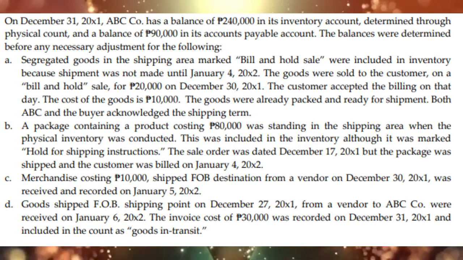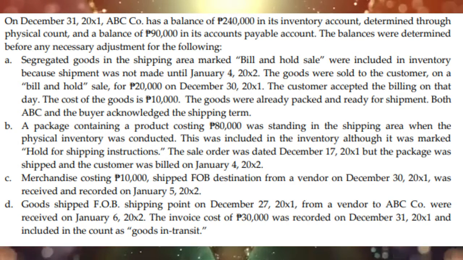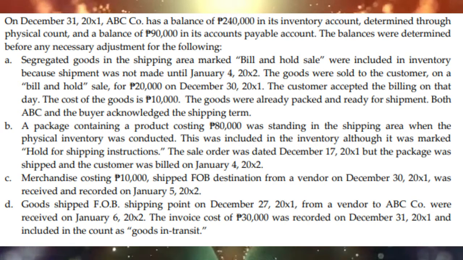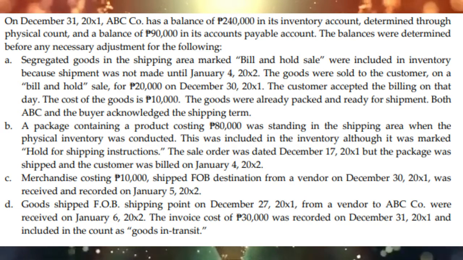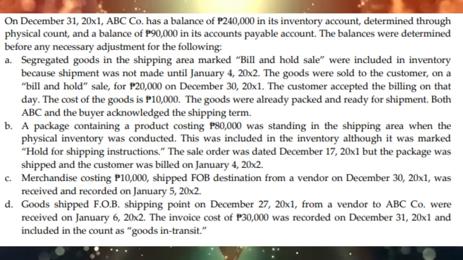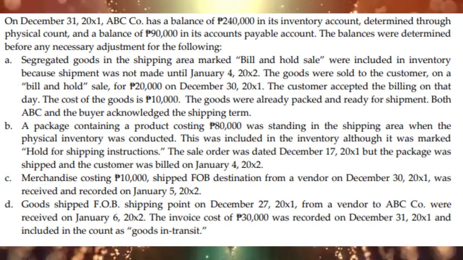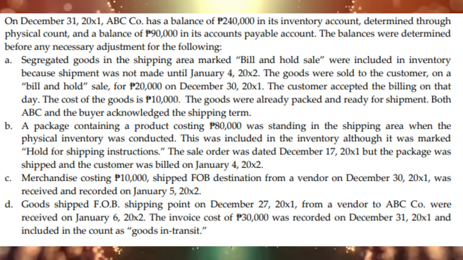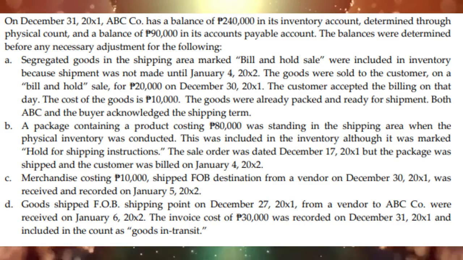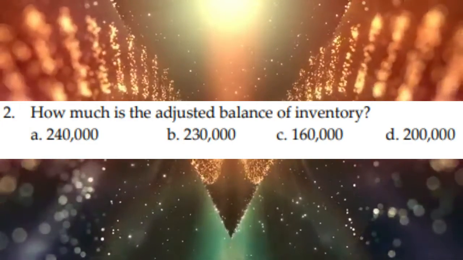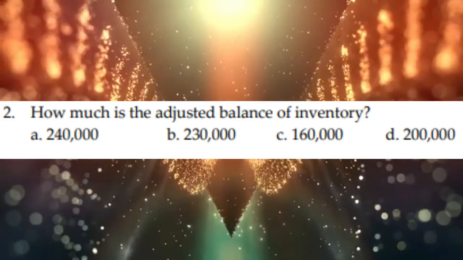D. Goods shipped FOB shipping point on December 27, 20x1 from a vendor to ABC Corporation were received on January 6, 20x2. The invoice cost of 30,000 pesos was recorded on December 31, 20x1 and included in the account as goods in transit. So, problem number 2 question: how much is the adjusted balance of inventory?